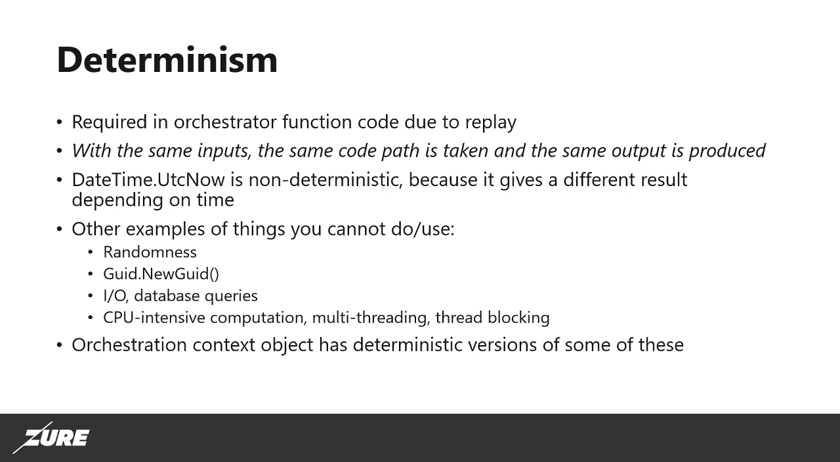So if you do need, for example, the current date time, there are some versions of some of these on the orchestration context object, like datetime.utc now and GUID.NewGUID. So you can use those, and they'll always give the same value even on replay.